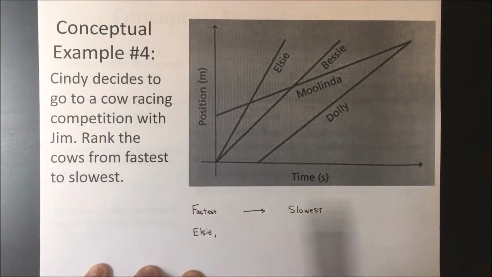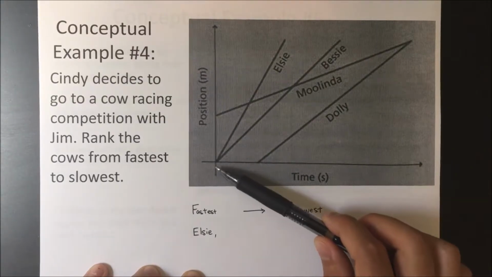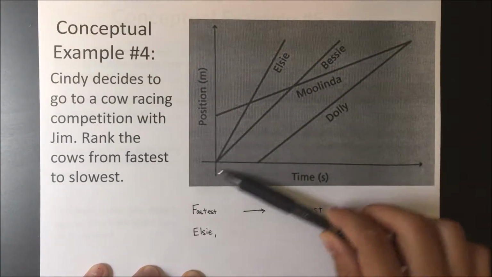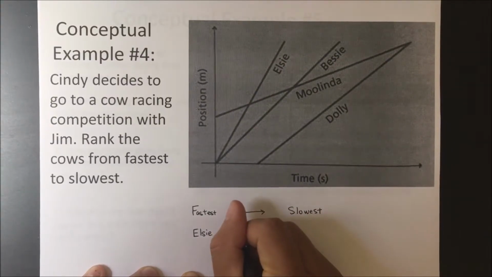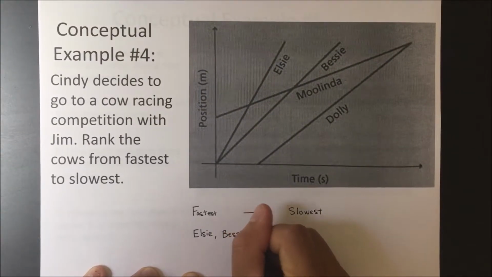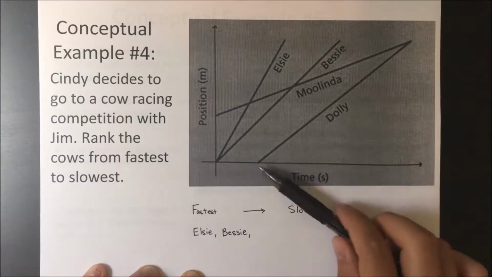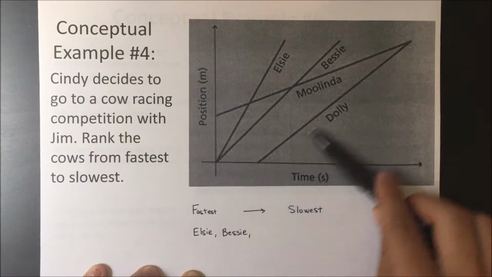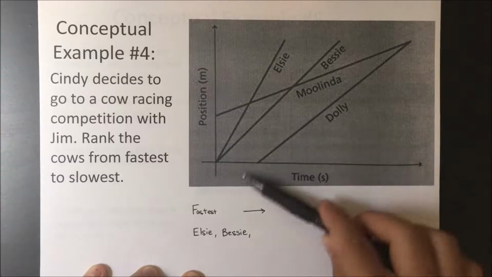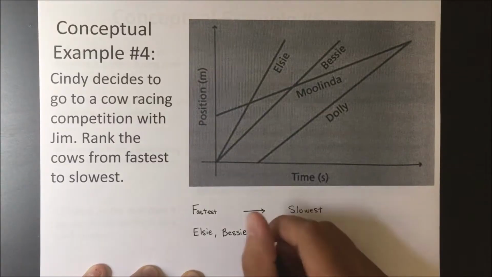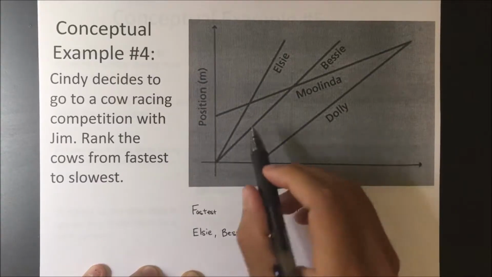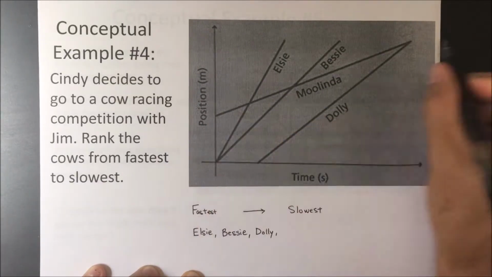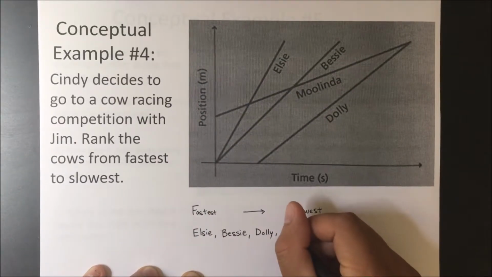And then when we look over here, what's going to be next is Bessie. Bessie has the second largest slope. And so she is going to go the second fastest. And then we see Dolly here. Dolly over here has the third largest slope. So Dolly. And then lastly, Moolinda. Moolinda has the most shallow slope.